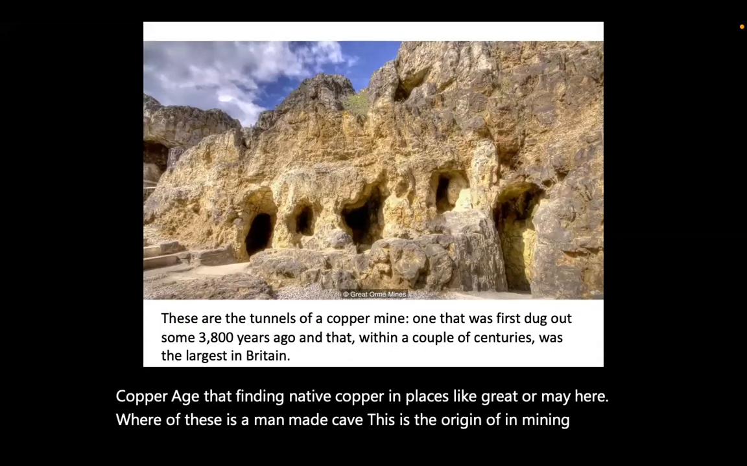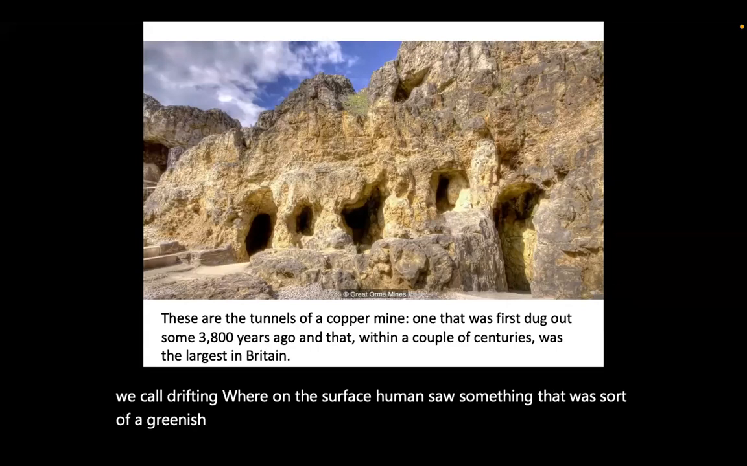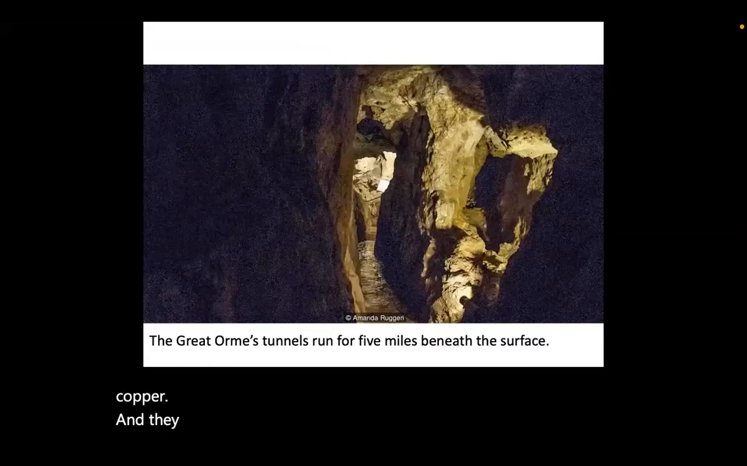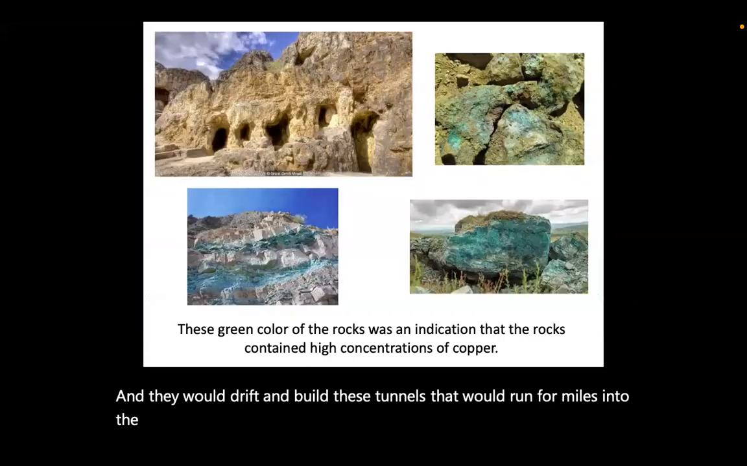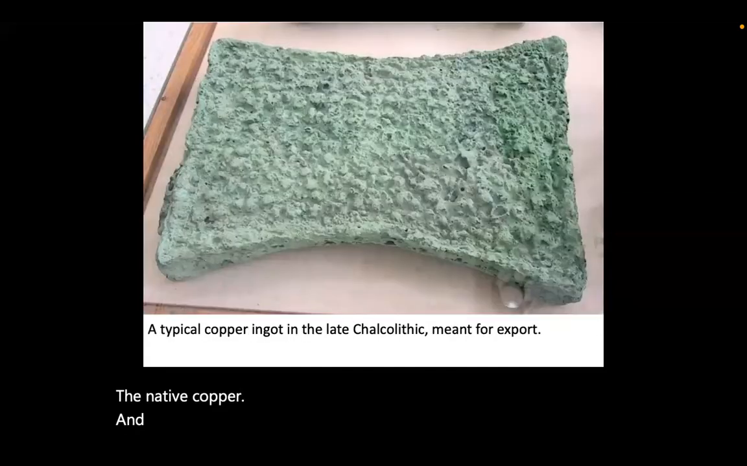This is the origin of what we call, in mining, drifting, where on the surface, humans saw something that was sort of a greenish color. And when they went into the rock, that greenish color gave way to native copper. And they would drift and build these tunnels that would run for miles into the rock. And they did it drifting to follow the native copper. And the Romans said, well, gee golly, we like that.